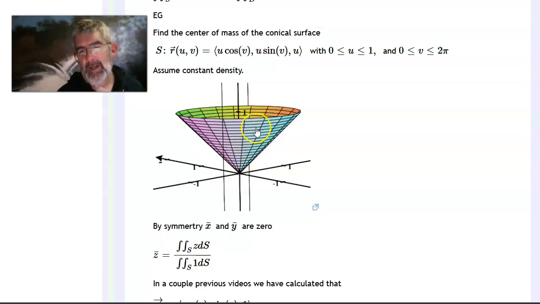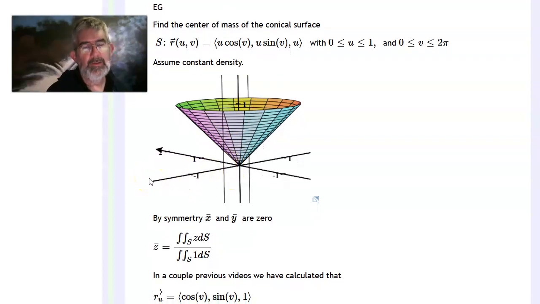Now, I think you could tell by symmetry that the x-coordinate and the y-coordinate in the center of mass are going to be 0. This is symmetric about the z-axis here. So it's really only the z-coordinate that I need to do. And to calculate z bar, it's going to be the surface integral of the function z dS divided by the surface integral of the function 1 dS. Now, that denominator is just the area, right?